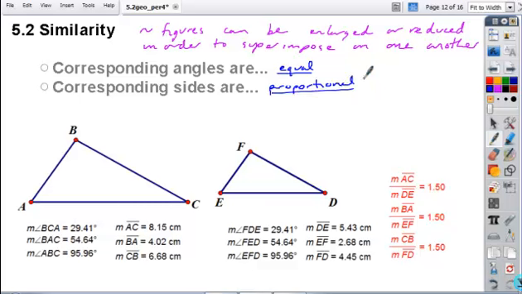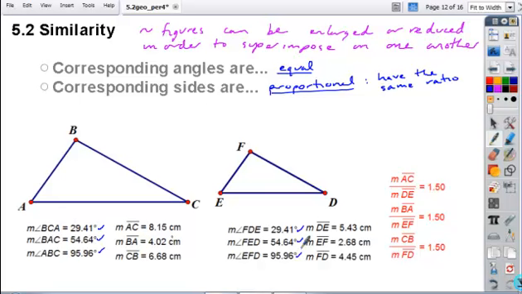And if you remember from algebra, that means they have the same ratio. Okay, so if we look at these measures for triangle ABC and EFD down here, what we see is all of their corresponding angles are equal to each other. So that's one of the properties of similar figures.